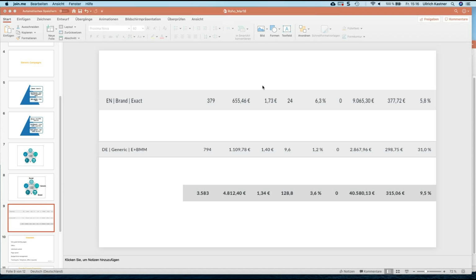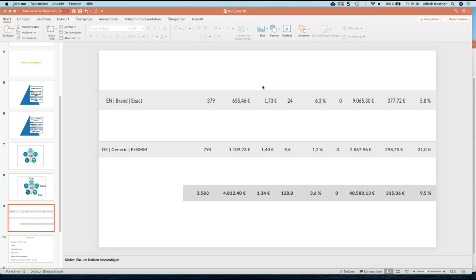If you nevertheless look at the last line, this is the total result of that hotel of all campaigns. Up here I only gave you one brand and one generic. In total they have several brands and several generics because it depends on the country, the location, and so on. But in total the hotel spent actually 4,800 and made 40,000 and had a cost ratio in total of 9.5%. So that's a great result because the hotel was really like, okay, cool.